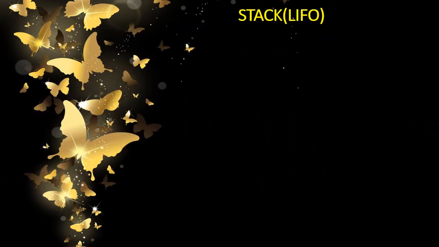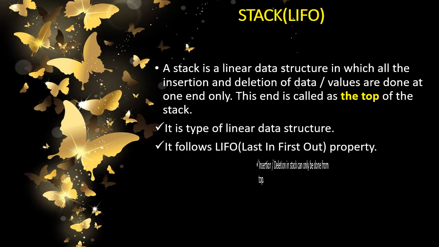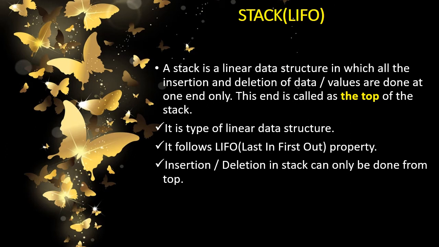Examples of linear data structures are stack and queue. Stack is also called last in, first out. The item that enters last is the one that goes out first. It is a linear data structure where all insertion and deletion operations are done at one end. That end is called the top of the stack. It follows the last in, first out structure.